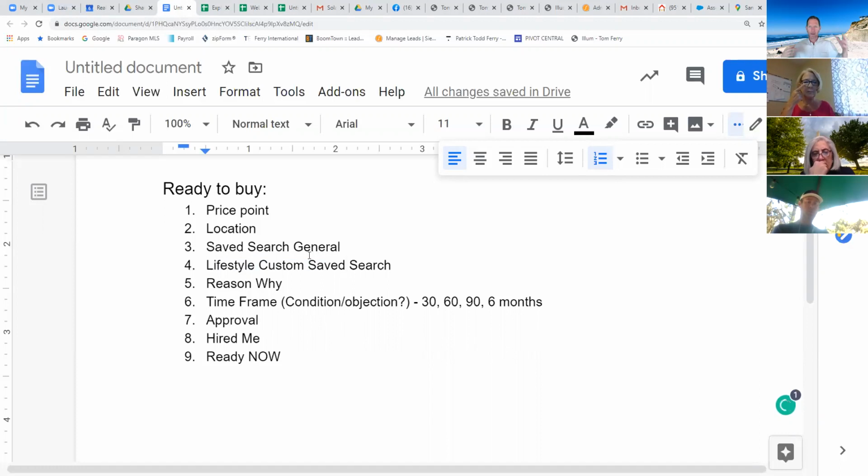If you had a buyer consultation from the get-go, you would hit all of these things in one shot. But if I got you a Facebook lead, meaning they barely have any interest, these would be the steps that would get you there. We understand their lifestyle and really customize their saved search. That would be a huge milestone. We understand their reason why, which is really the deep motivation.